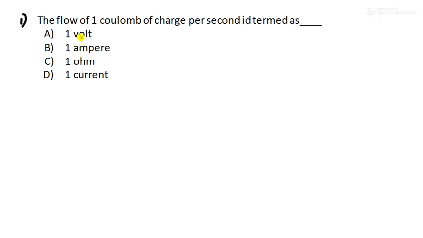This is our first question. The flow of 1 coulomb of charge per second is termed as dash. 1 coulomb of charge per second, meaning in 1 second, is termed as what? You might have learned the definition: the rate of flow of charge is called as what? It is called current, right? So this is what they have given.